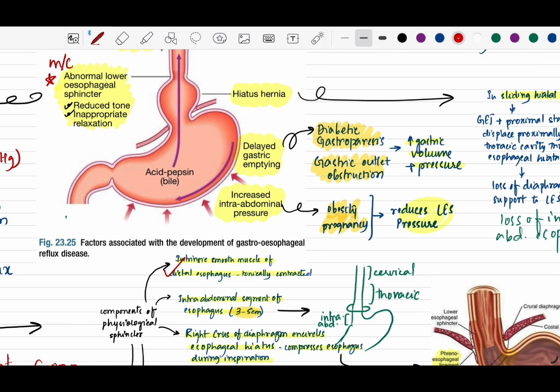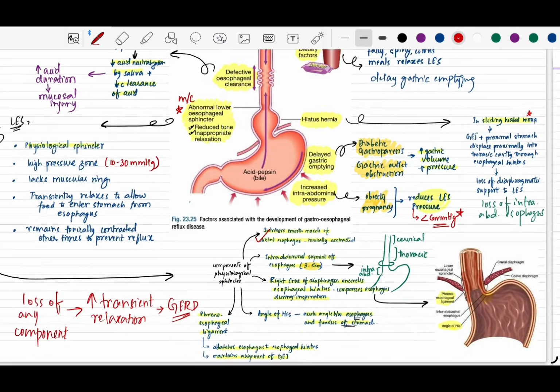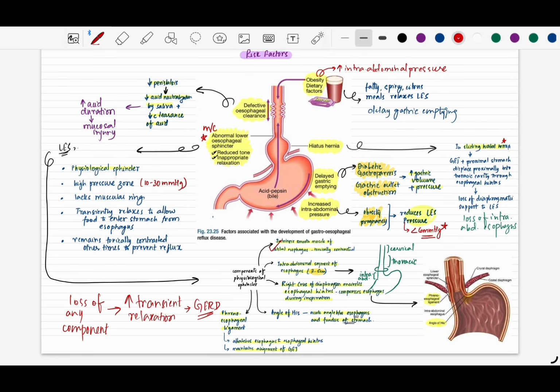Now, it is important to note that when this pressure decreases to greater than 6 mm of mercury, it predisposes to GERD. Now, these were the risk factors for gastroesophageal reflux disease. We have discussed each of them in detail, and now we will move forward to discussing the clinical features.